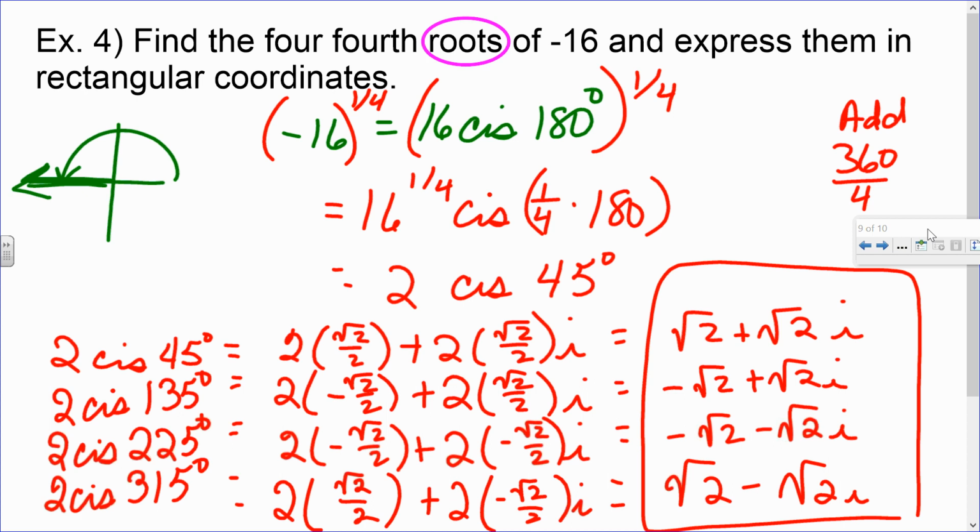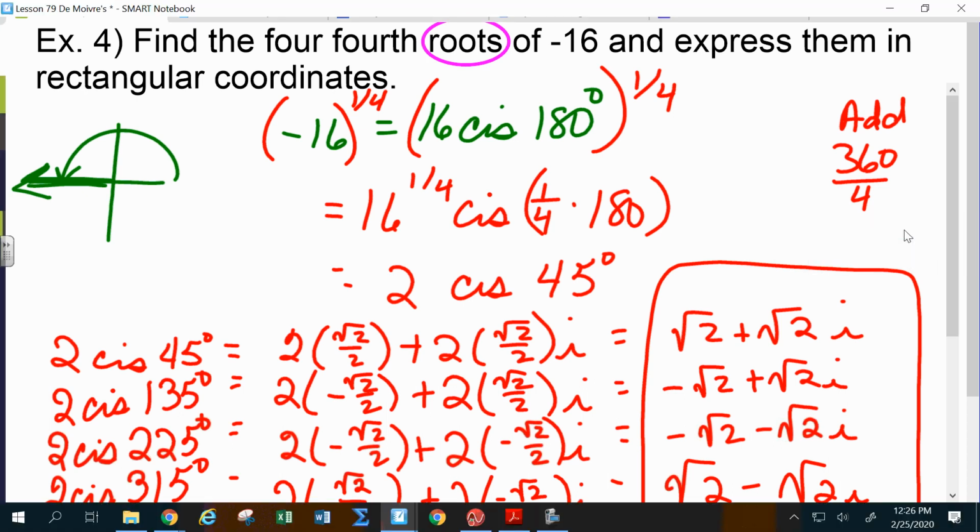Any questions on DeMoivre's? The messiest part is the polar rectangular conversion. DeMoivre's itself is actually very nice and simple.